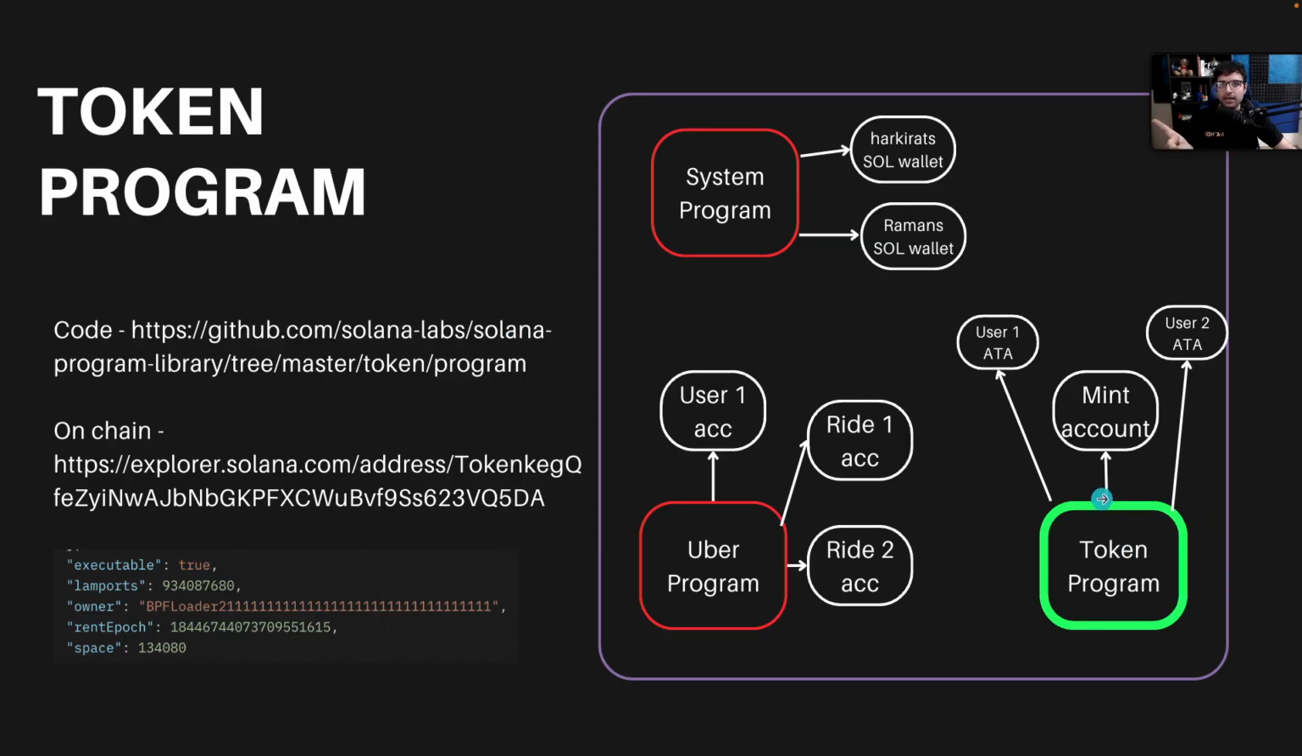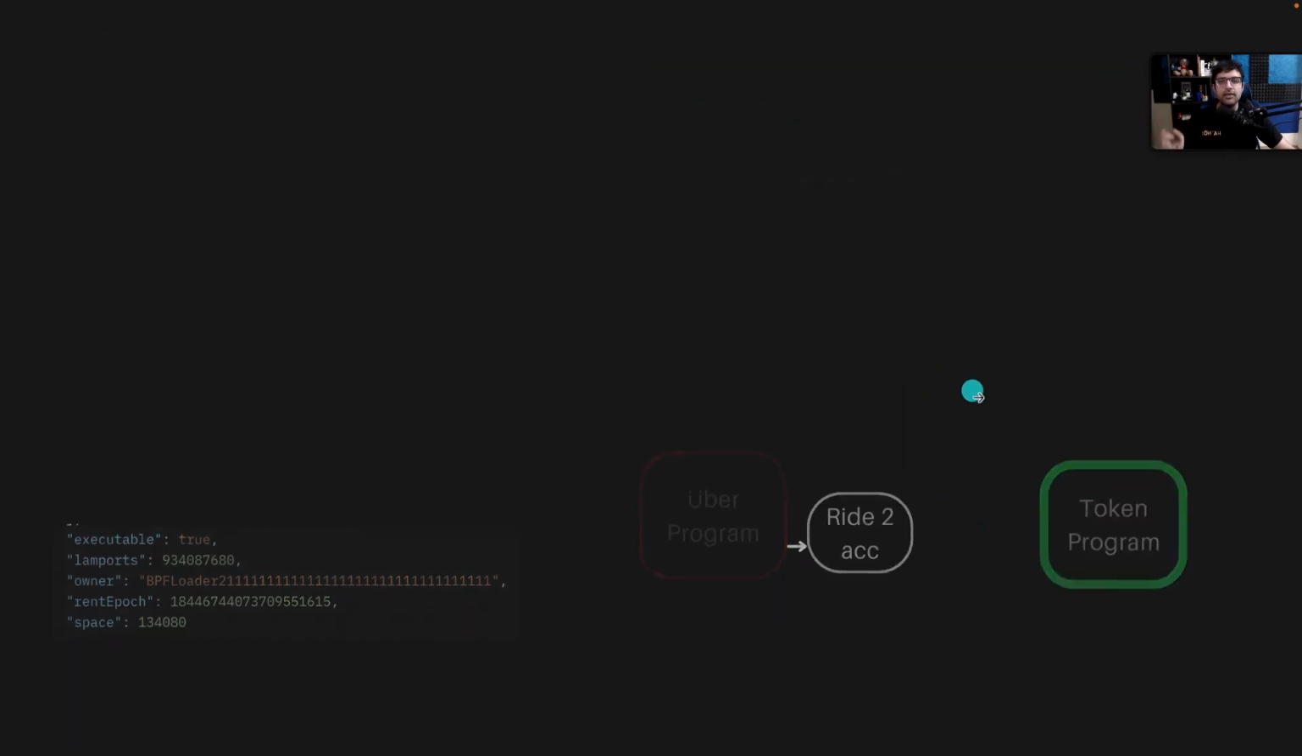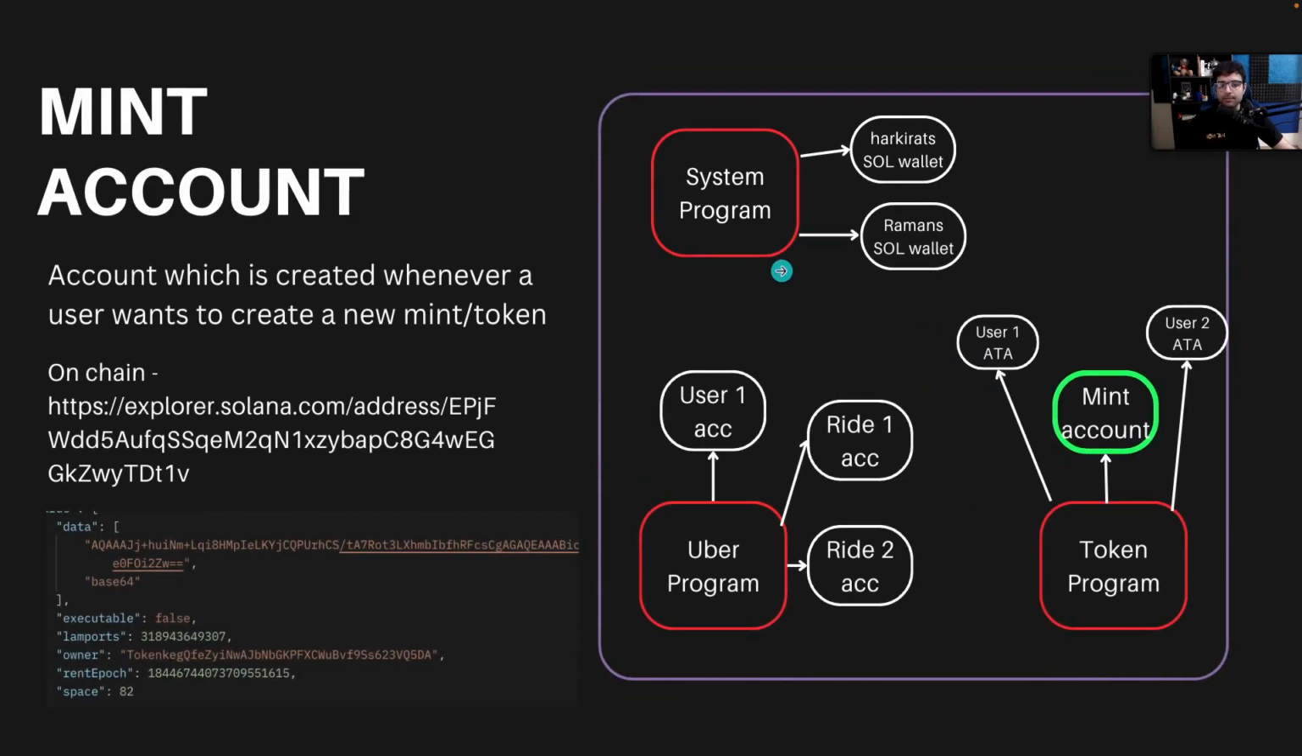This is not a PDA. This is not what we're learning today. This is a program. What are we learning today? We are learning program derived addresses. We are learning something new called program derived address. How can we have an address that is derived from a program?